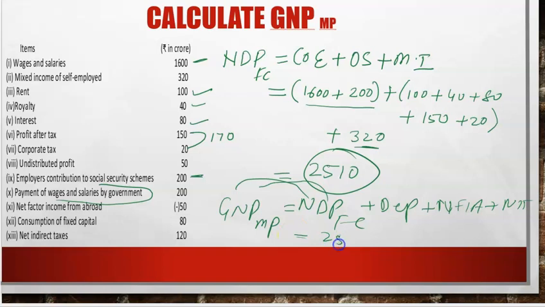So let us see 2510 plus depreciation, which is given as 80, plus NFIA, which is minus 50, and plus NIT, that is 120. So 2510 plus 200 comes to 2710. So 2710 minus 50 is the final answer. That is 2660. So 2660 is GNP at MP. I hope you have understood this question.